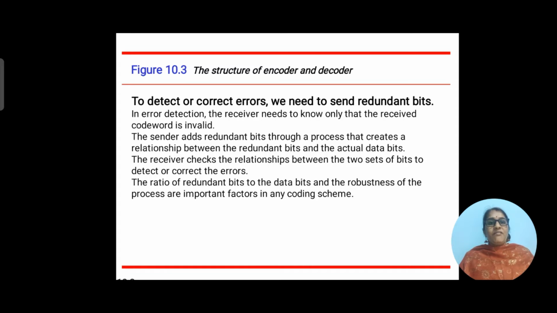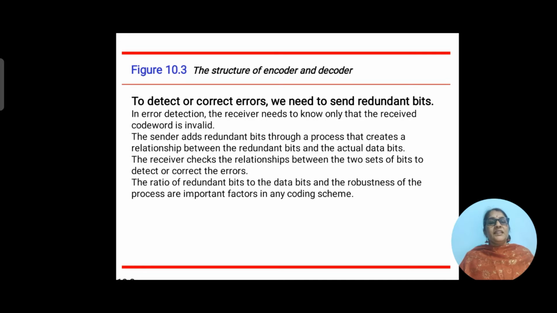The ratio of redundant bits to the data bits and the robustness of the process are important factors in any coding scheme. As we discussed in redundancy, redundant bits are nothing but extra bits which are added to the data which we want to send.